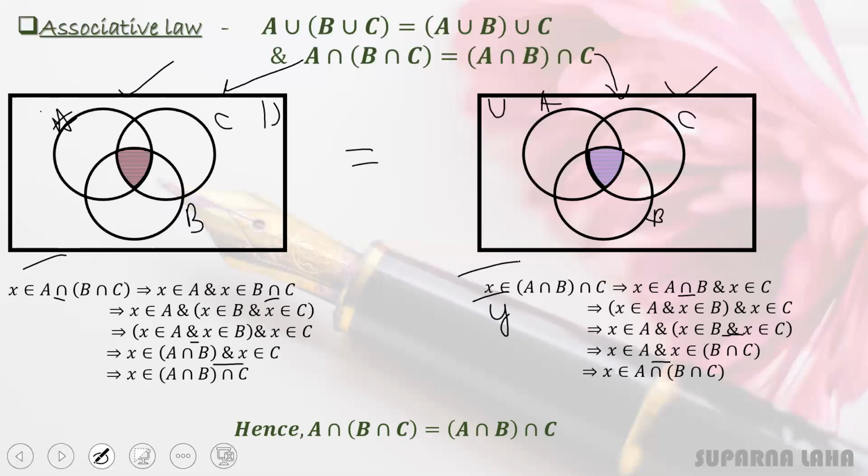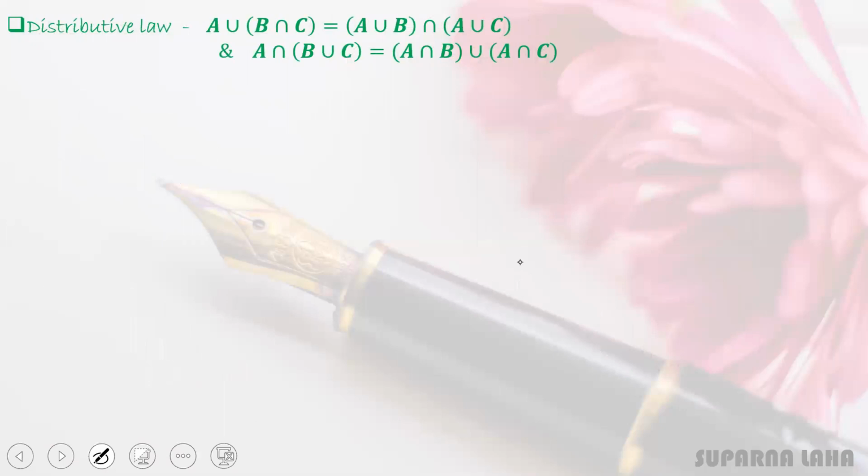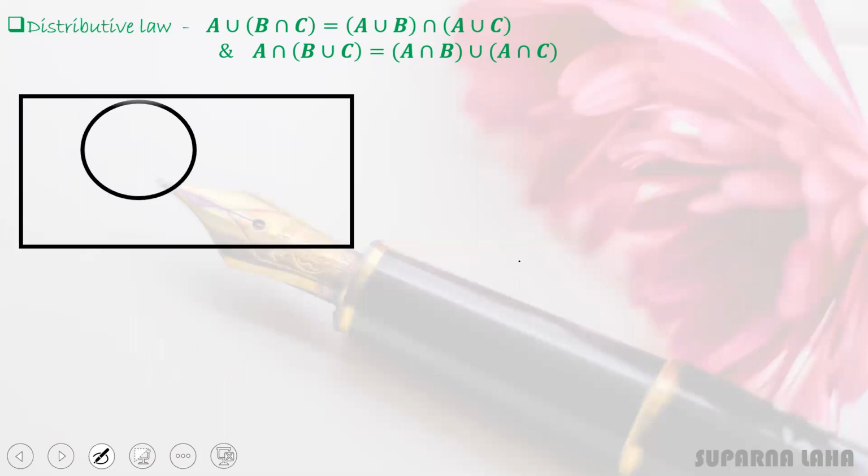They are the same. Now let's talk about the distributive law. The first distributive law is given by A union B intersection C is A union B intersection with A union C. So first case, first the LHS. Let's check the LHS. This is U. And let's take this A, B, C.